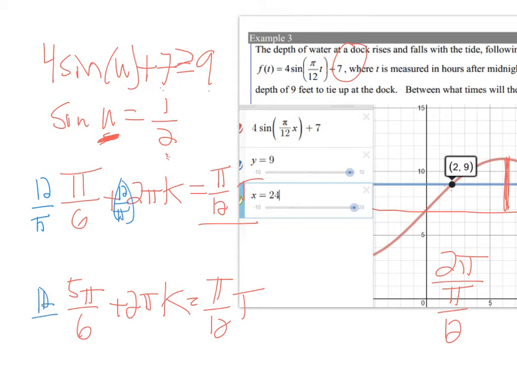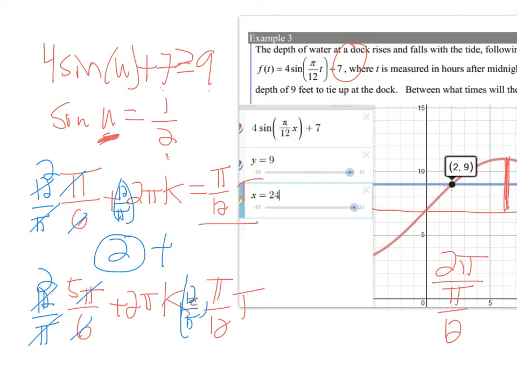12 over pi times 12 over pi. The pi's cancel out, the 6 cancels, that's 2. Pi's cancel, 6 cancels, that's 2. So at 2 a.m. plus, well, 12 times 2 is 24. And that's going to be 2 times 5 is 10. And again, plus 24k.